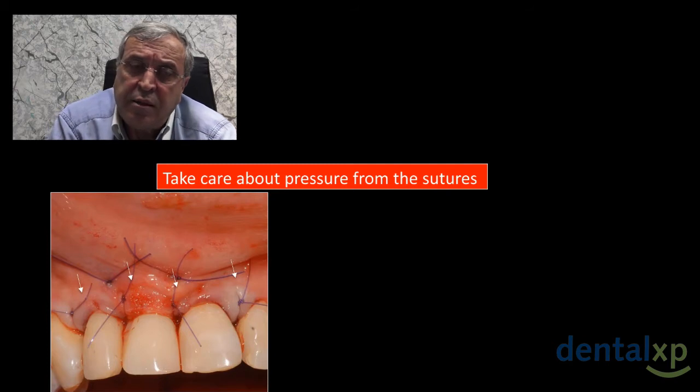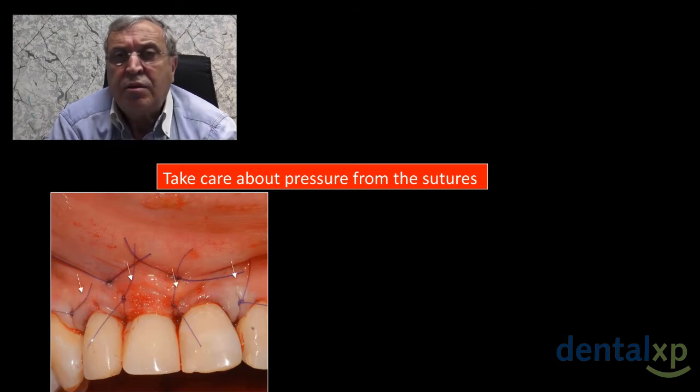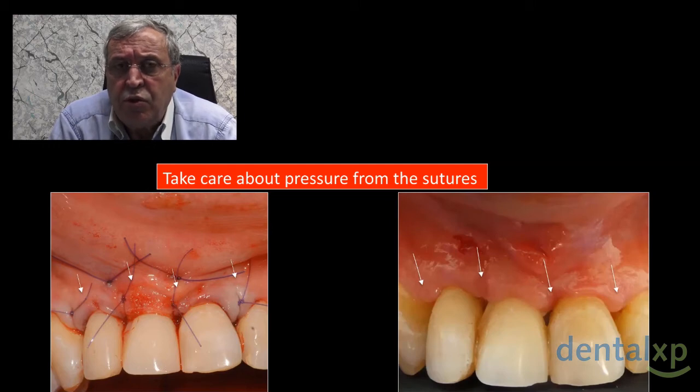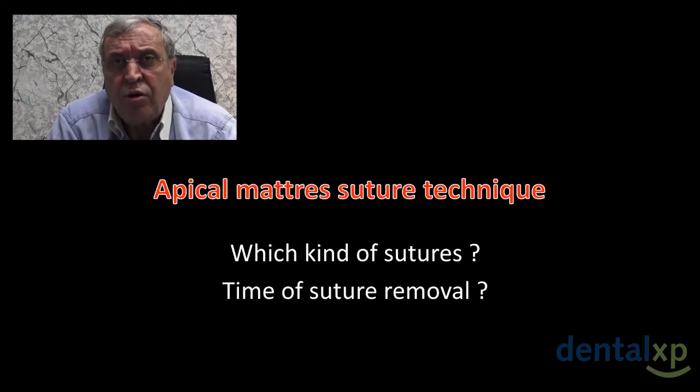Another lesson is about the suture. Again, we have to take care about the suture. Usually, when dentists tie the suture, they tie it a lot because they believe that they fix the flap. No. You create an ischemia of the tissue, and then you can see how you can kill the papilla just by pressure on the papilla.